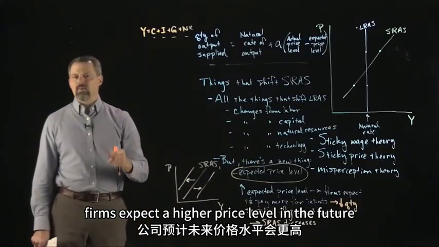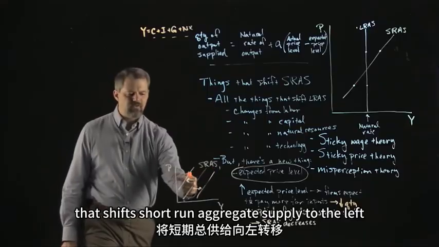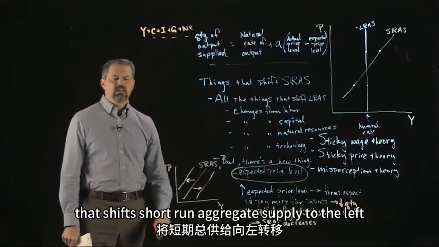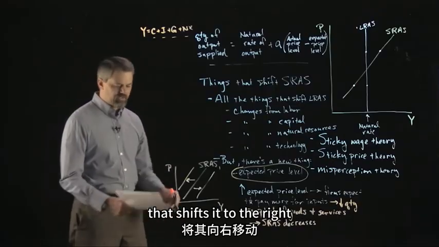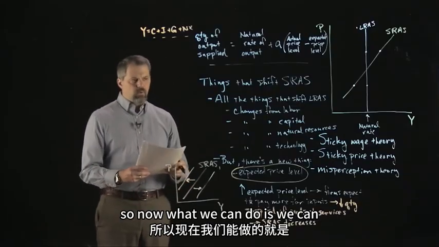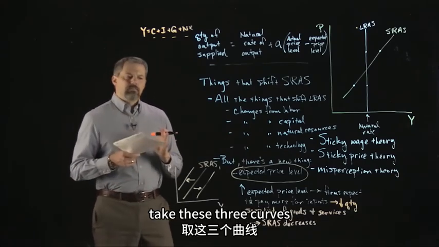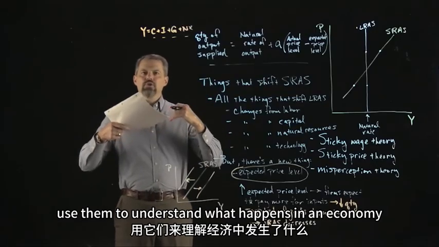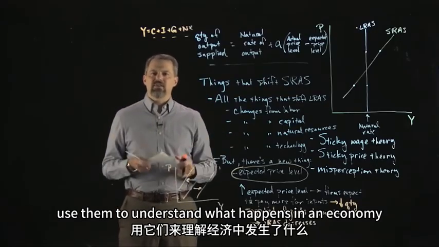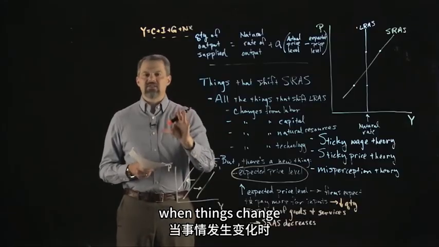Firms expect a higher price level in the future. That shifts short-run aggregate supply to the left. They expect a lower price level. That shifts it to the right. So now what we can do is take these three curves and start to use them to understand what happens in an economy when things change.